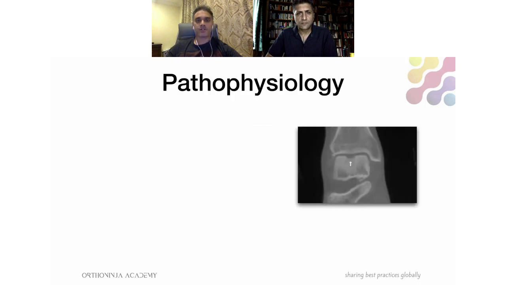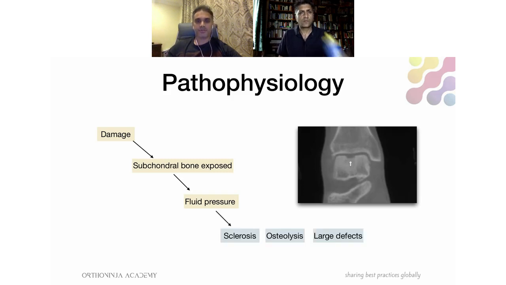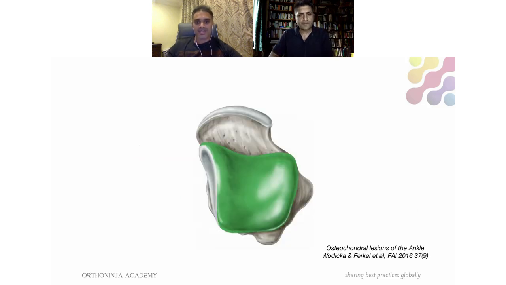So what's the pathophysiology? We know there's cartilage damage due to trauma. Subsequently, what tends to happen is your subchondral bone is exposed, and that gives rise to an increased hydrostatic pressure from the joint. Joint fluid starts ingressing into that defect and giving rise to your typical sclerosis, osteolysis, and eventually the large defects. So Wodika et al., this is a paper in the FAI in 2016.